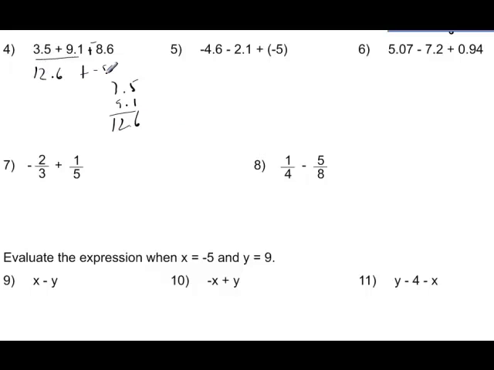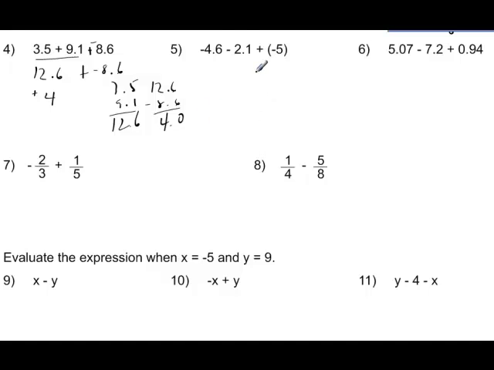And then I'm going to add that negative 8.6. Again, I have a positive negative, so I take the sign of the bigger number, which is positive, and this time I'm going to subtract. So 12.6 minus 8.6 gives me 4, or 4.0.